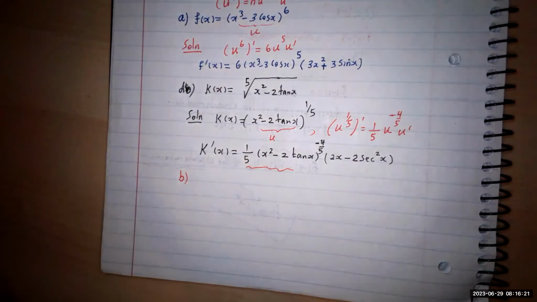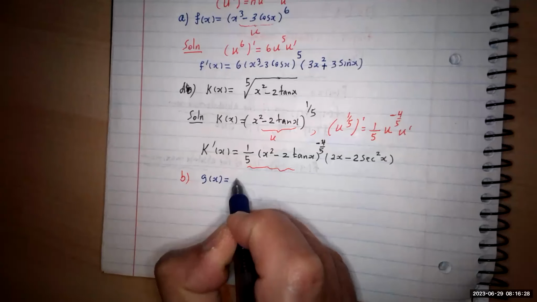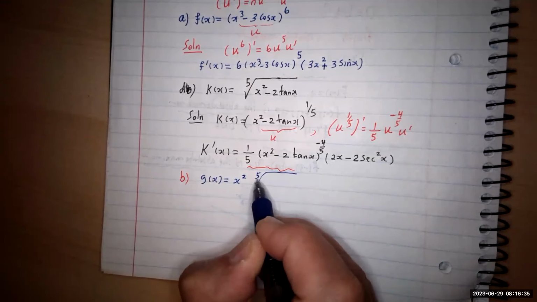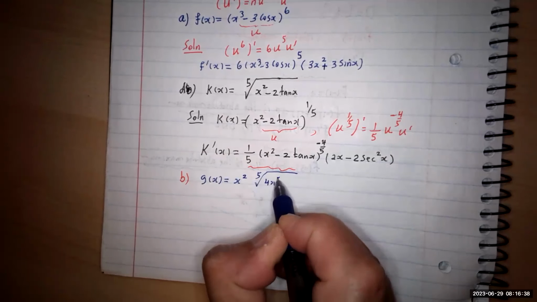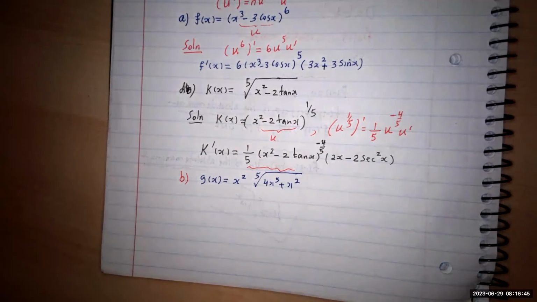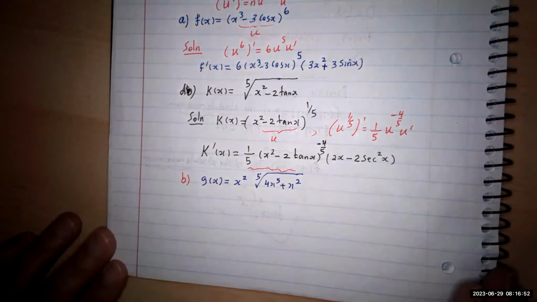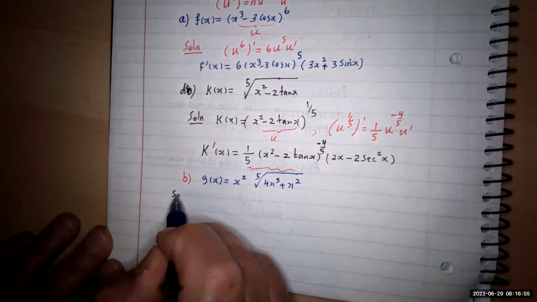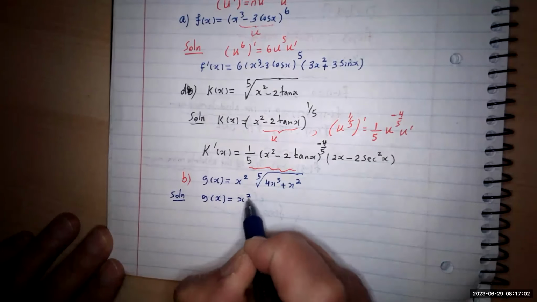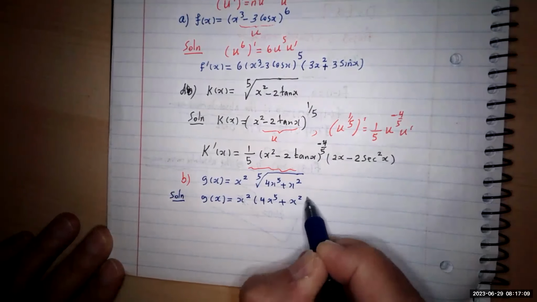So what's the problem? The function is g of x equal to x squared times the fifth root of 4x to the fifth plus x squared. Now you know that the first thing to do is to rewrite it because of this radical. So this is the solution. If we rewrite it, we arrive at g of x equal to x squared times (4x to the fifth plus x squared) to the 1/5.